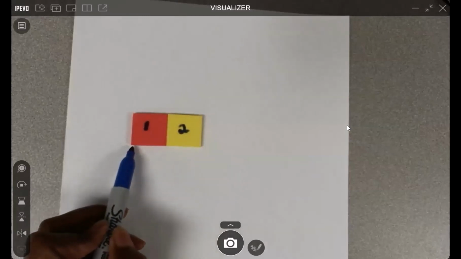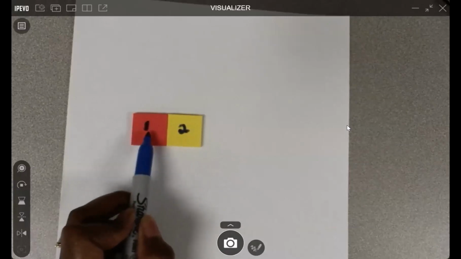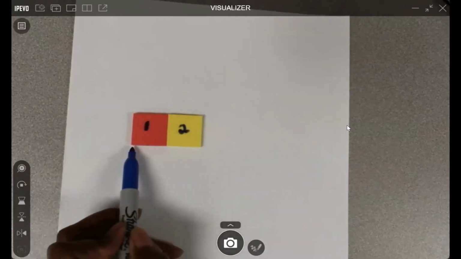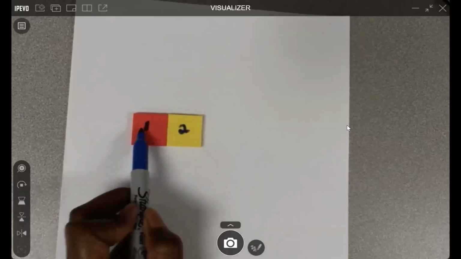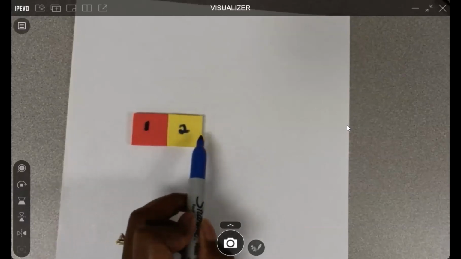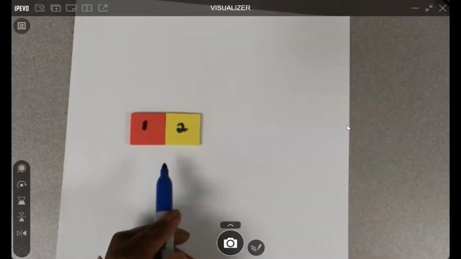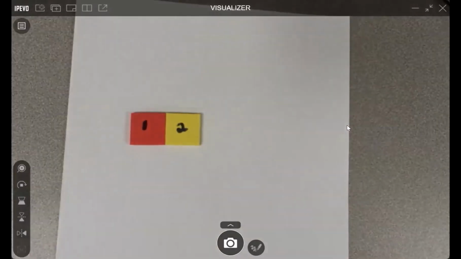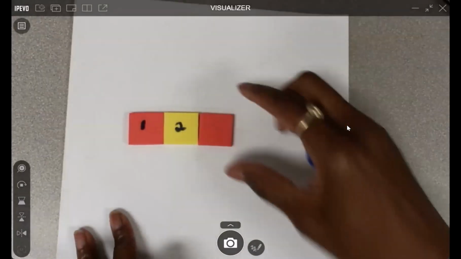So from the beginning of the red tile to the end of the red tile, that space is 1 inch. From the beginning of the first red tile all the way to the end of the second red tile, the yellow tile, this space from here to here is 2 inches. And it's important that we emphasize that so that students will not get a misconception. And then we will continue this when we add the third tile.